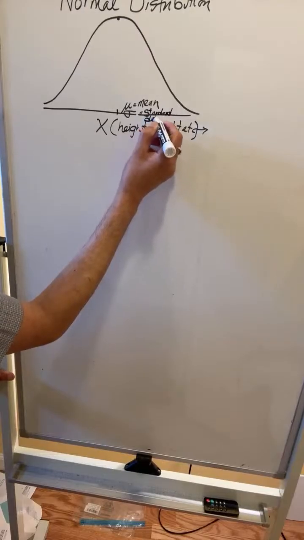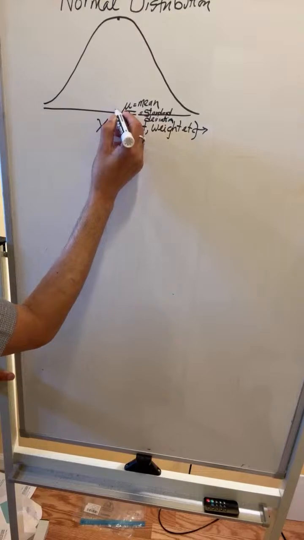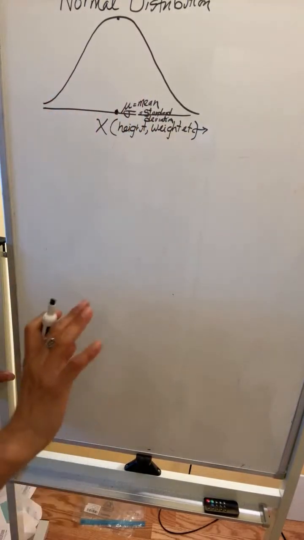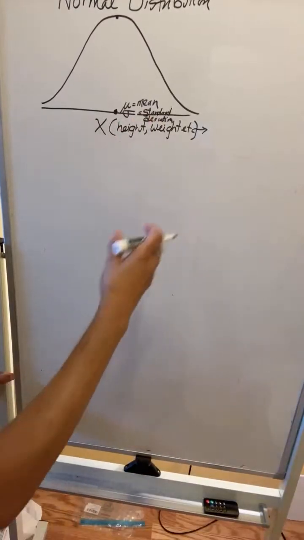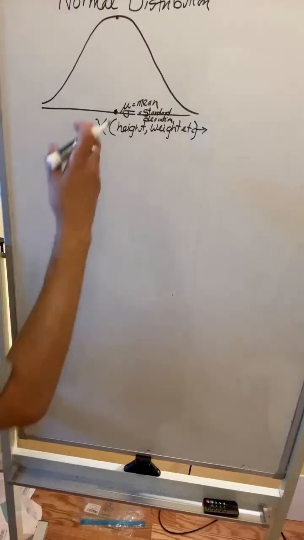What is standard deviation, you ask? It is an average variation from the mean, that is on the right of the mean, left of the mean, an average variation of a number in this distribution from the mean.